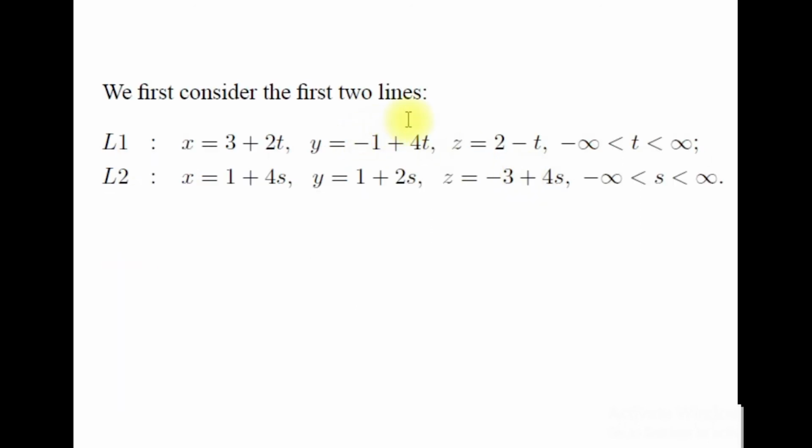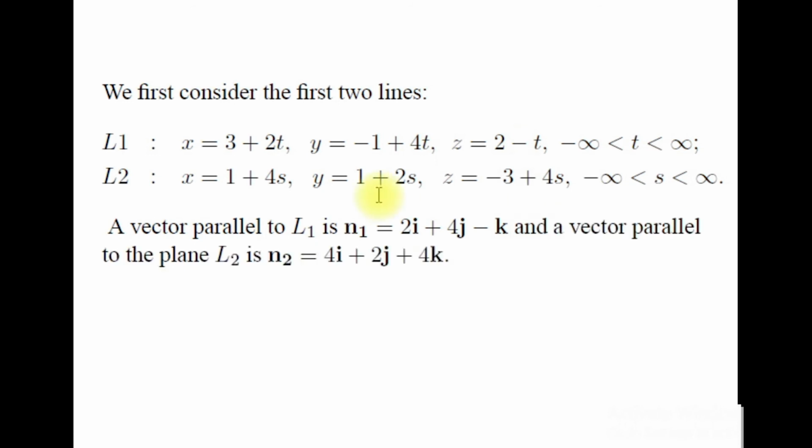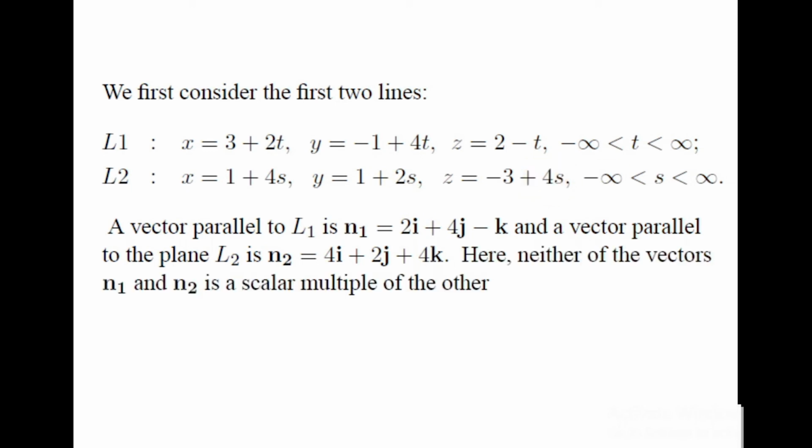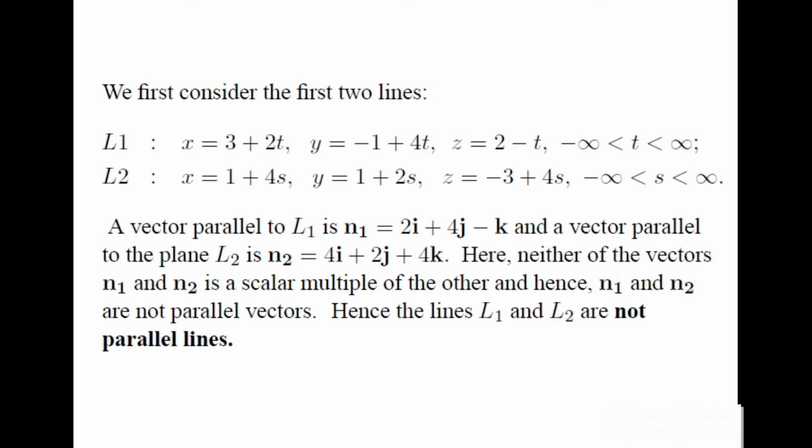We first consider the first two lines. A vector parallel to the first line is n1 = 2i + 4j - k. A vector parallel to the second line is n2 = 4i + 2j + 4k. Here, neither of the vectors n1 and n2 is a scalar multiple of the other. So, vectors n1 and n2 are not parallel vectors. So, the lines L1 and L2 are not parallel lines, because n1 and L1 are parallel, n2 and L2 are parallel. So, n1 and n2 are not parallel means the lines L1 and L2 are also not parallel.